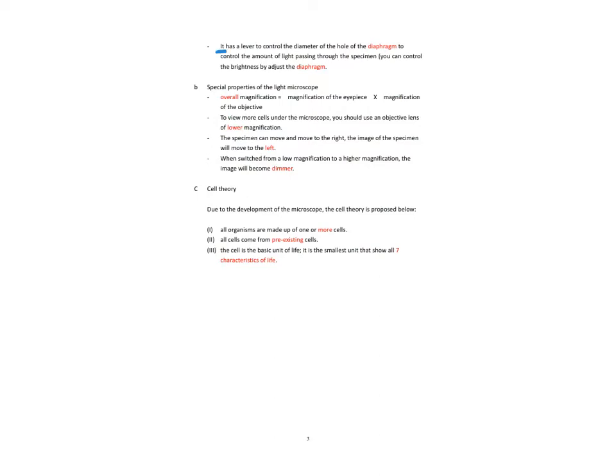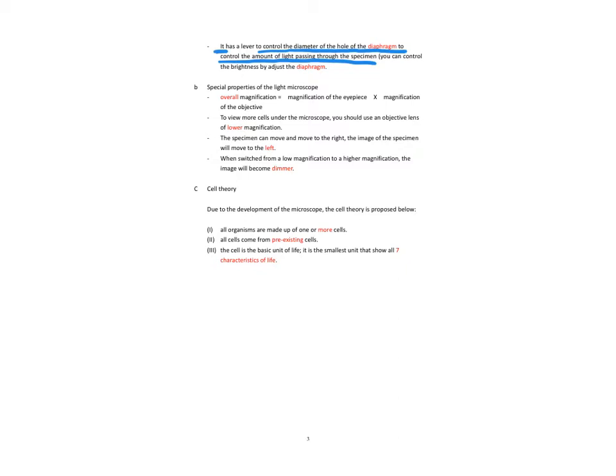Just below the stage of the microscope, you will see the condenser. The condenser is used to focus the light from the lamp to the specimen. The condenser has a lever to control the diameter of the hole of the diaphragm, so that's to control the amount of light passing through the specimen. That is, you can control the brightness by adjusting the diaphragm.